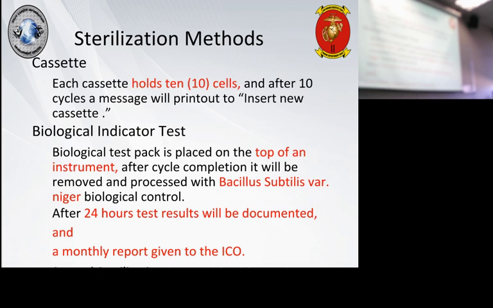Different parts. Cassette. Cassette holds 10 cells. After 10 cycles, the message will print out, insert into cassette. Biological indicator test. Biological test best placed on top of an instrument. After the cycle completion, it will be removed and processed with the bacillus subtilis var 92. Biological control. After 24 hours, test results will be documented in a monthly report given to the ICO.